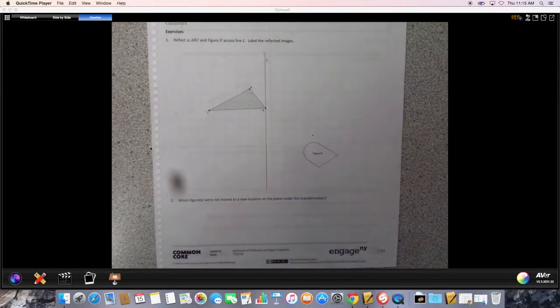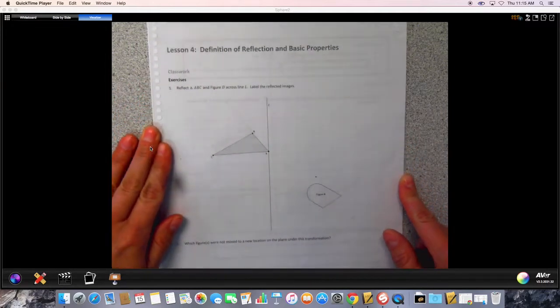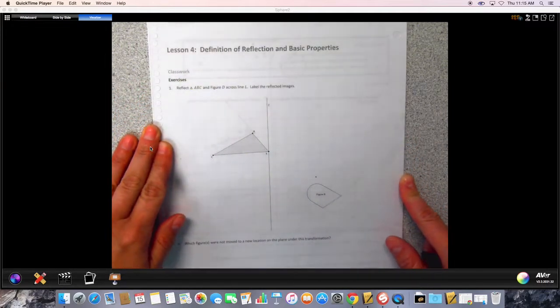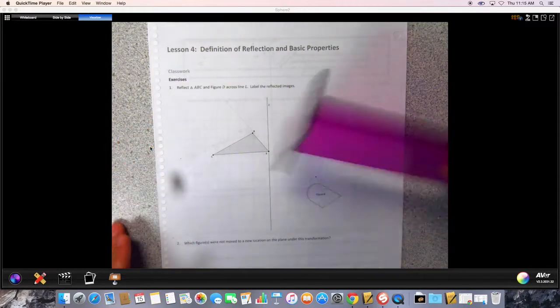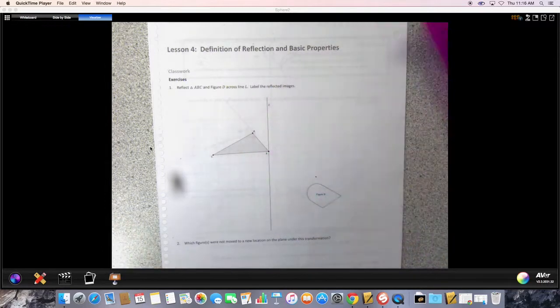Okay, welcome to our first day of reflections in math. So this is lesson 4, definition of reflection and basic properties. I'm going to use on here this thing called a mirror to do my reflections. If you're at home and you don't have one, which you probably won't, you're just going to have to do the best you can to make your reflections, okay?